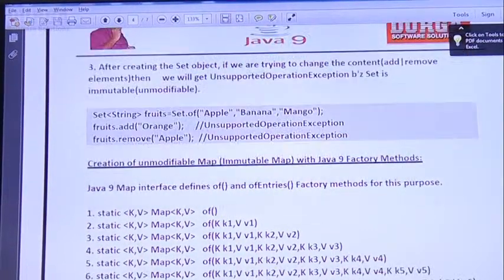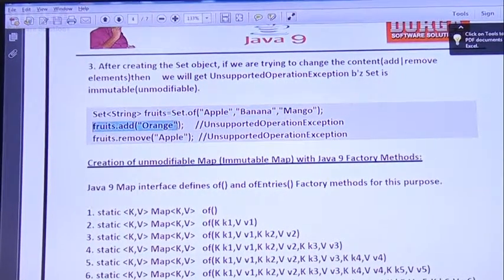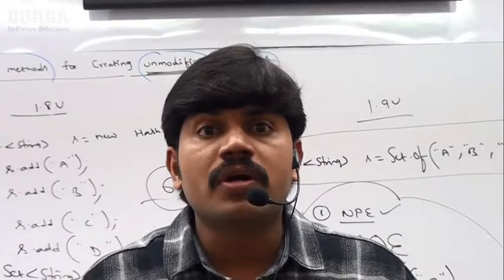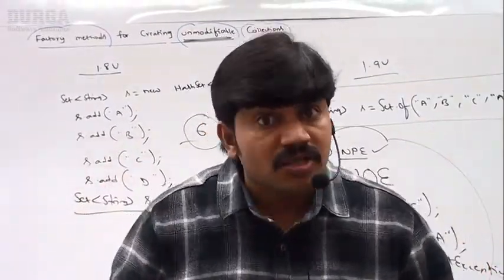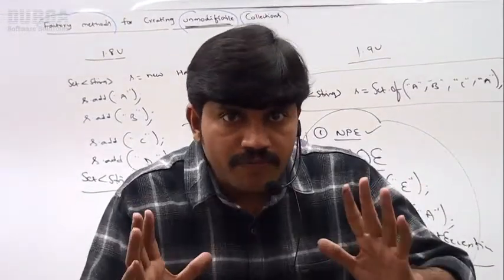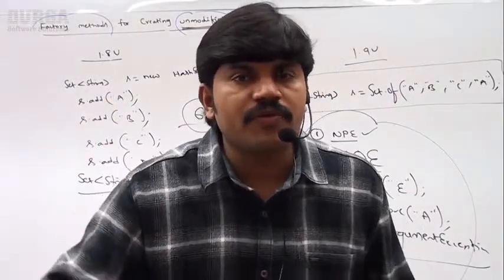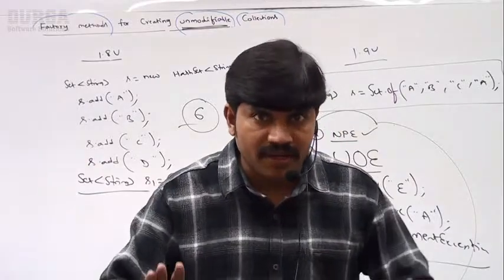Are you getting it, right? Sir, I created a set of fruits: apple, banana, mango. I'm trying to add orange. I'm trying to remove apple. Immediately we are going to get which exception? UnsupportedOperationException. Okay? Sir, now it's very clear how to create unmodifiable set objects and unmodifiable list objects, right? Clear for all of you, right? If you feel comfortable with these factory methods of, in the next video we have to talk about how to create an unmodifiable map object, right? Okay, that's all, sir.